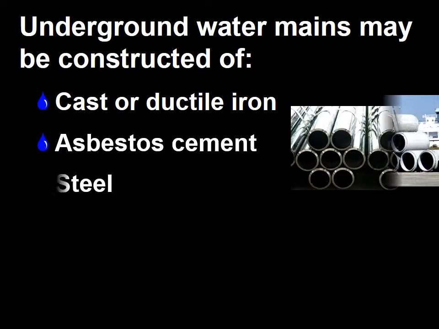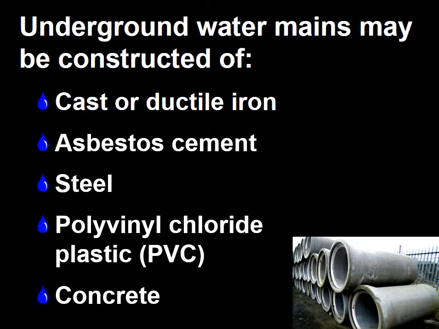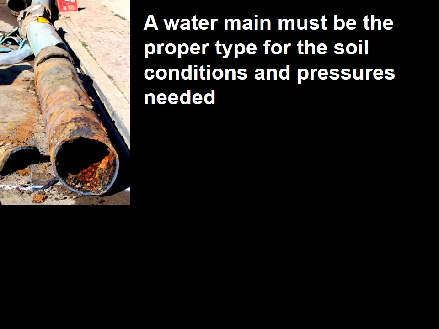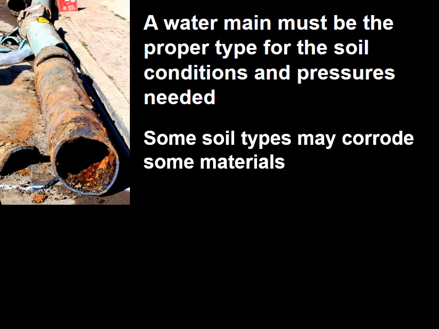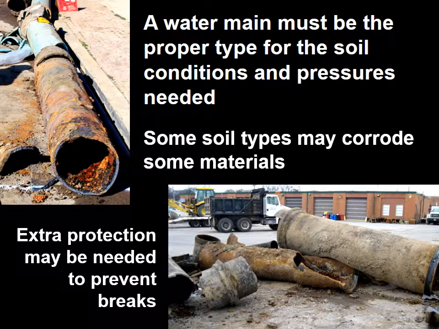Water mains. Underground water mains may be constructed of cast or ductile iron, asbestos cement, steel, polyvinyl chloride plastic, and concrete. A water main must be the proper type for the soil condition and pressures needed. Some soil types may corrode some materials. Extra protection may be needed to prevent breaks in certain soil types.